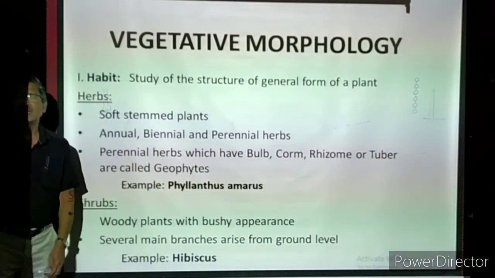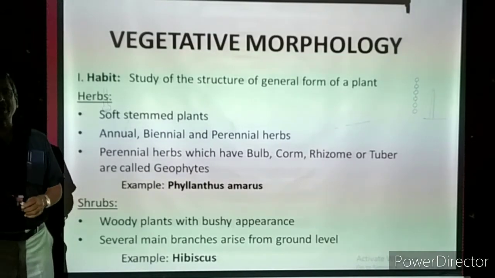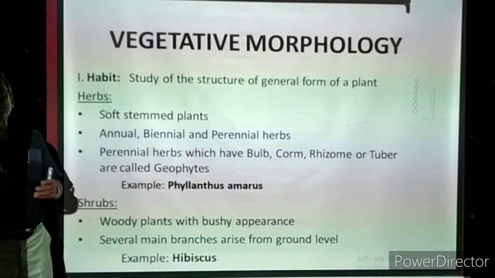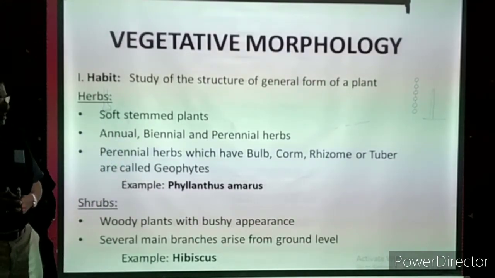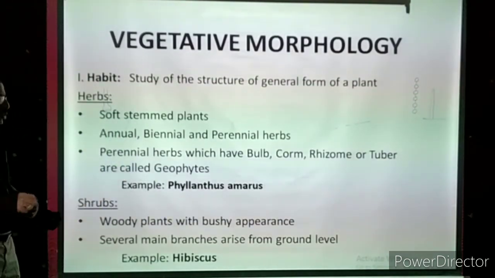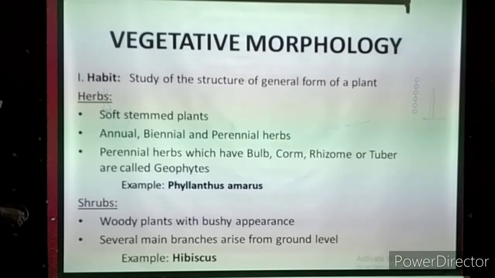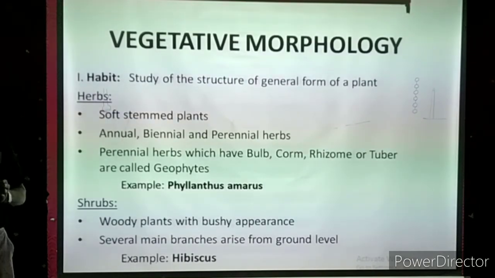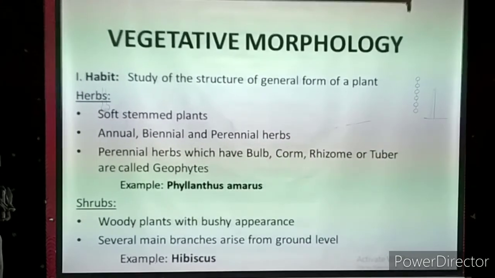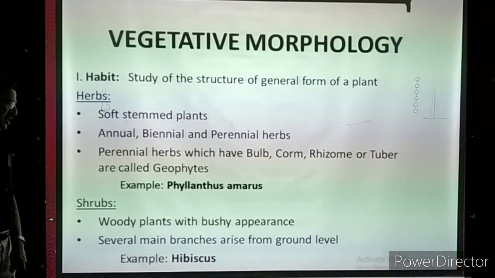Example, hibiscus. In our garden, even in our school garden, we can find a hibiscus plant. Now if you see, one main stem will be there. Lateral branches of equal thickness will be coming from the ground level. So it is giving a bushy appearance. It will not give the appearance of a tree. That is, we can call them shrubs. Normally the shrubs grow about 5 feet to 8 feet. Average 5 feet to 8 feet height. They are called shrubs.